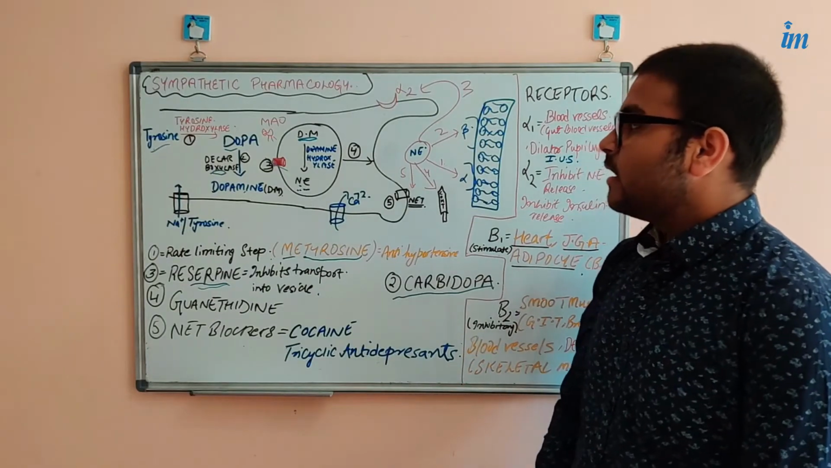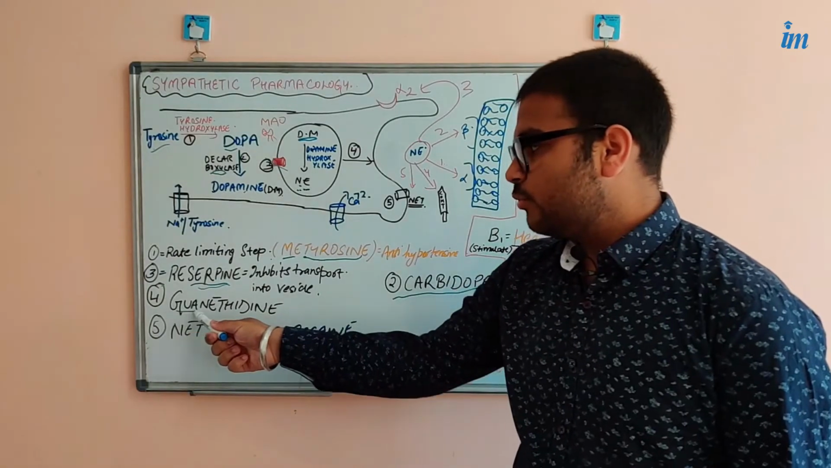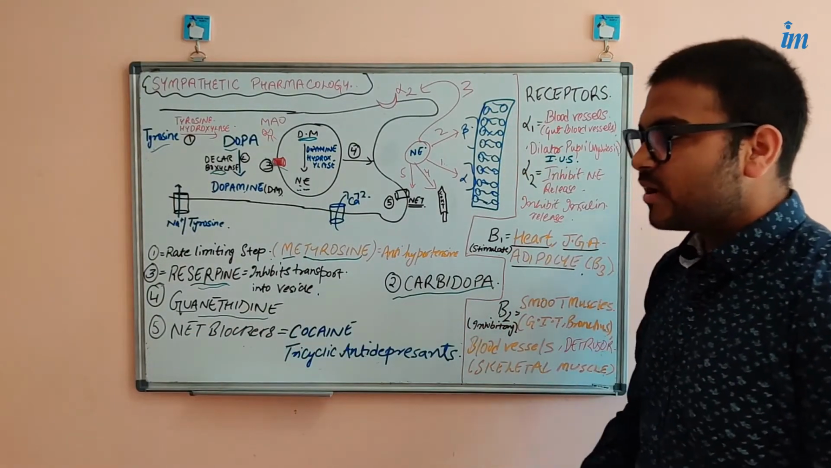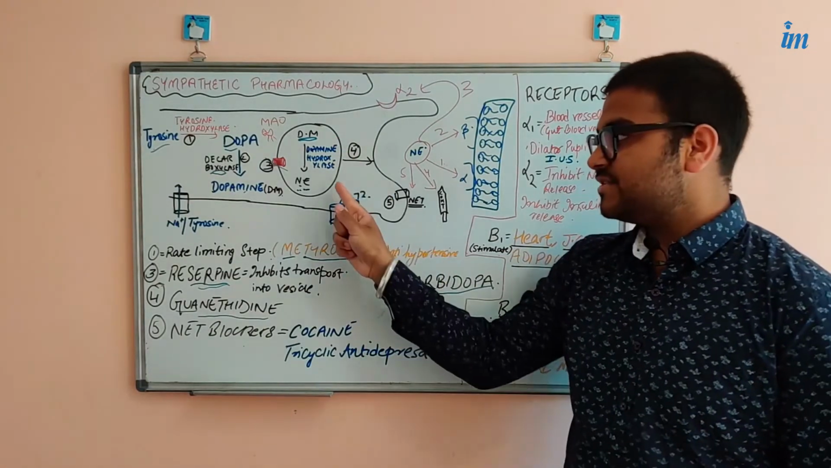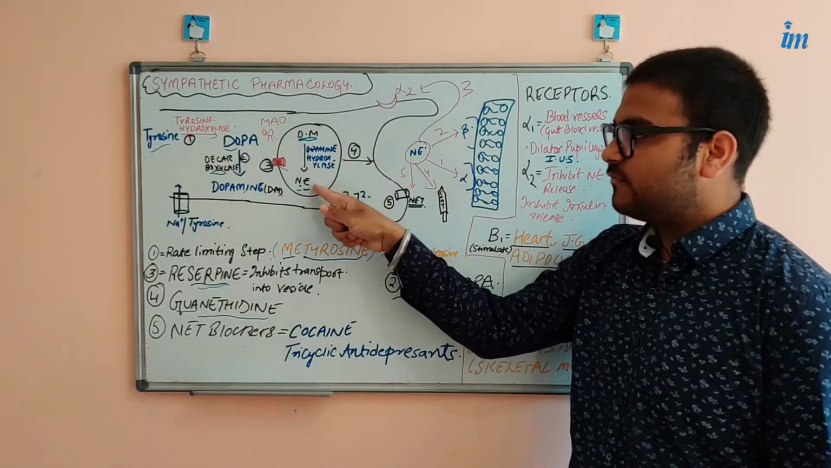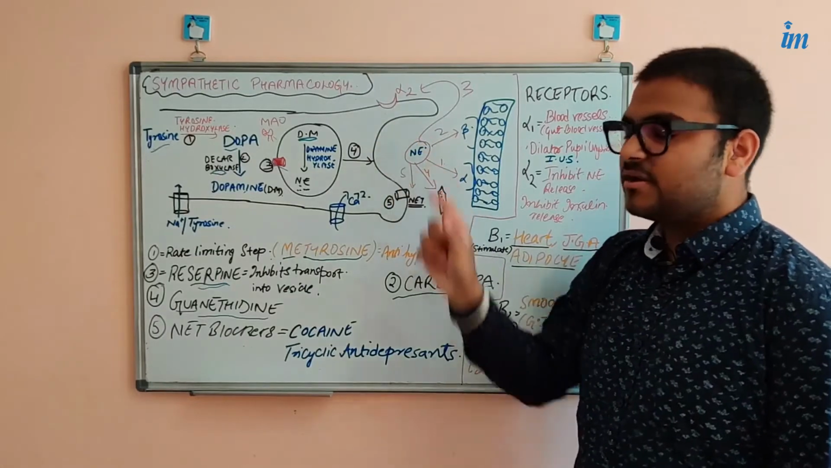The other drug we have is guanethidine. What does guanethidine do? It prevents the fusion of these synaptic vesicles having norepinephrine with the presynaptic membrane of the neuron.